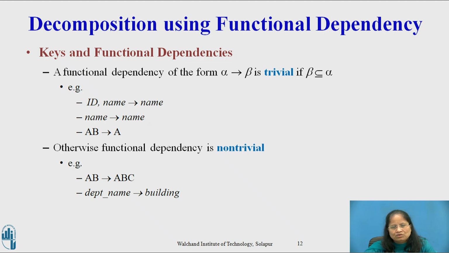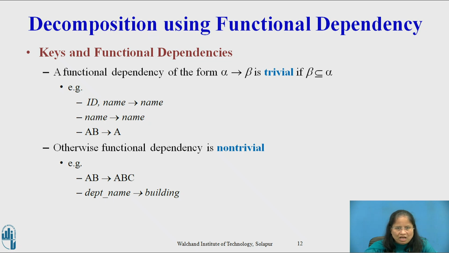A functional dependency of the form alpha functionally determines beta is trivial if beta is a subset of alpha. For example, ID, name functionally determines name, as the name on the right hand side of the functional dependency is a subset of the set of attributes on the left hand side. Similarly, name functionally determines name and the attributes AB functionally determines A are examples of trivial functional dependencies. Otherwise, the functional dependency is non-trivial.